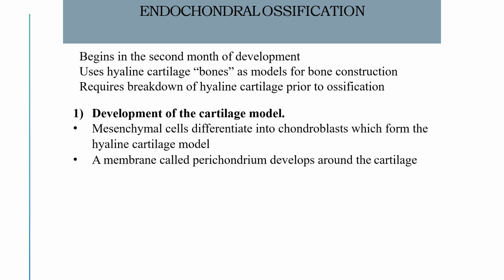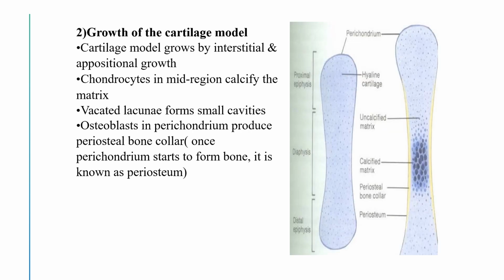Mesenchymal cells differentiate into chondroblasts, which form the hyaline cartilage model. A membrane called perichondrium develops around the cartilage. And then this cartilage model grows by interstitial and appositional growth.